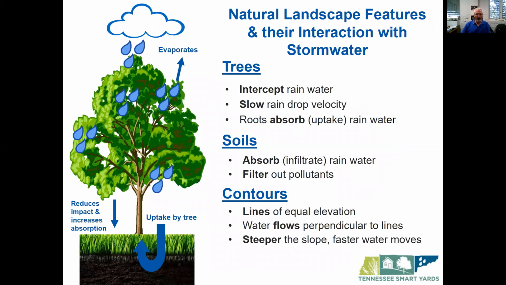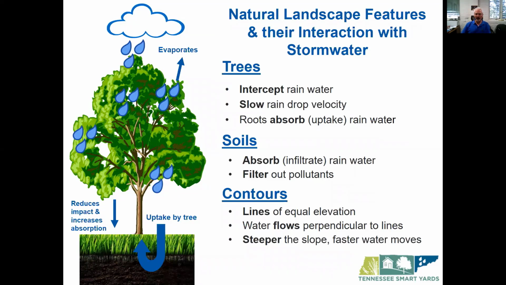When we think about natural landscape features, we also need to think about how they interact with a storm event. As mentioned, trees intercept rainwater, but equally important is that as raindrops fall through the leaves, those raindrops are slowed, so they don't impact the soil with the same velocity, reducing potential soil erosion and increasing infiltration. And the water that does infiltrate can then be taken up by the roots. Soil moisture moves by evapotranspiration through the plant and back out into the atmosphere.